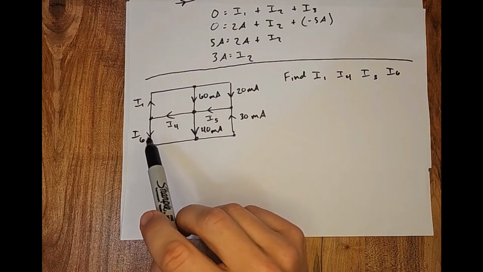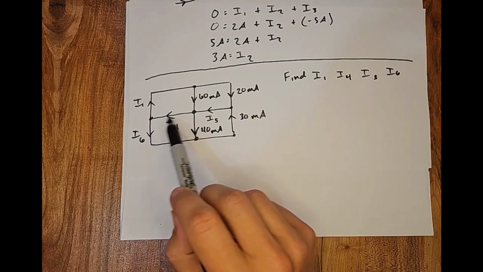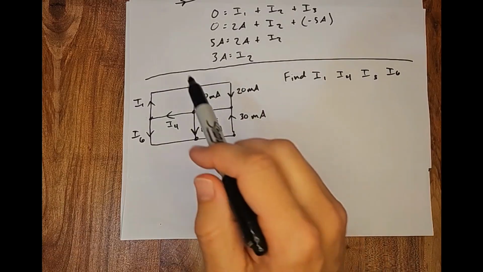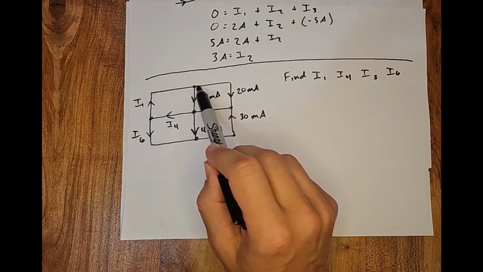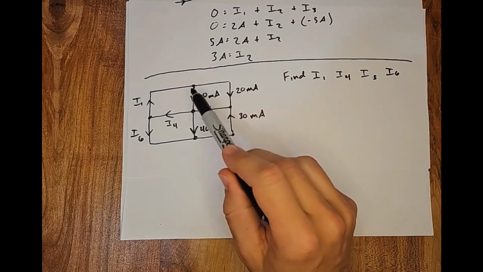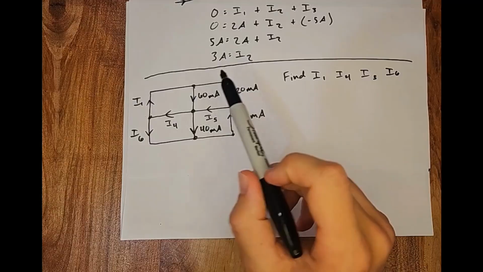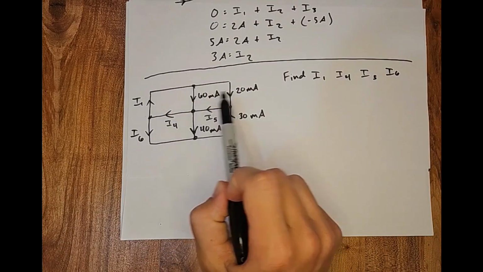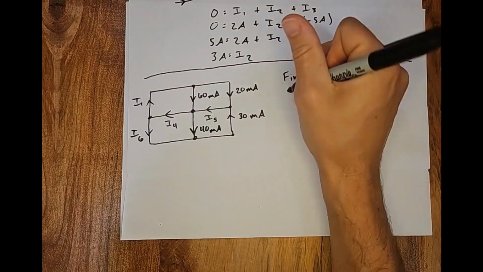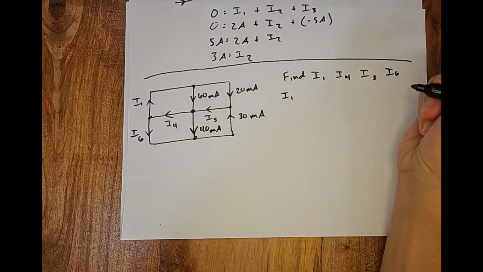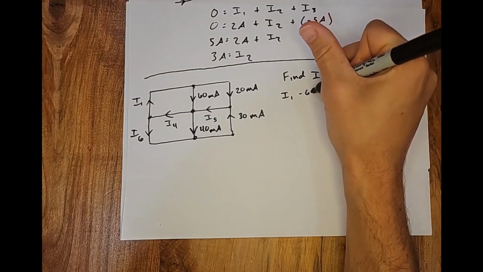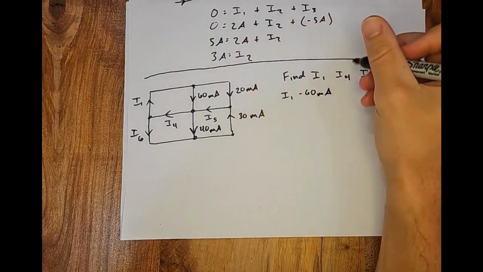I6 has two unknowns, itself and I4, coming to that node. This node has I6, I1, and I4. There are three unknowns there. That's just too much. But if we look at I1 going to this node, this is good. We have I1 coming to it, and we have 20 milliamps and 60 milliamps both going away. So we know that I1 has to be equal to 60 plus 20 milliamps. But we can write it out a little more formally. I1, it's going to it, so let's do minus 60 milliamps minus 20 milliamps.